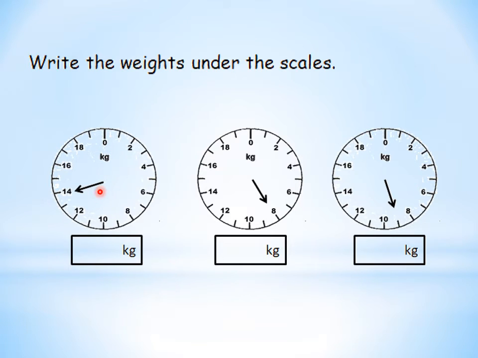The first scale, where is the arrow pointing to? 14. So my weight here is 14 kilograms. The second scale, where is my arrow pointing to? 8. So the weight here is 8 kilograms. The third scale, where is my arrow pointing to? Oh, it's pointing to a dash with no number. Let's guess this number. The dash before it is 8 and the dash after it is 10. So what is the number between 8 and 10? Exactly, it's 9. So this scale is reading 9 kilograms.